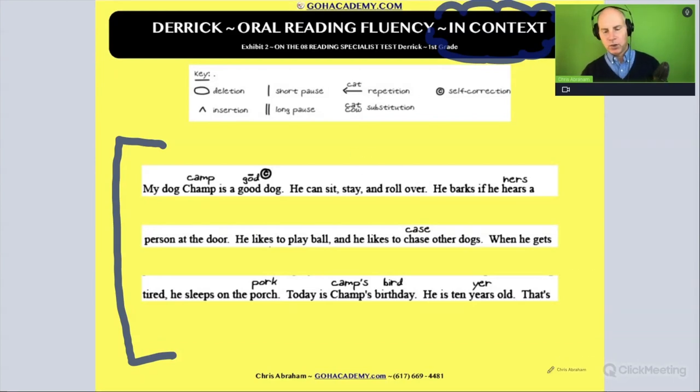Now, the student that we're going to work with is named Derek, and this is from a reading specialist exam, the 08 exam. Derek is in first grade. So we're going to look at a more basic text.